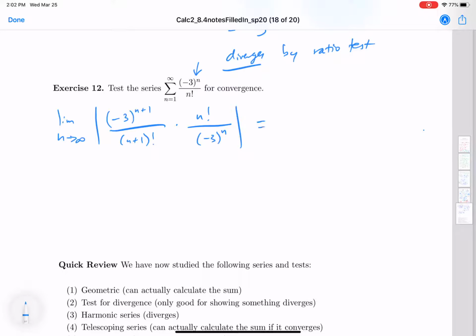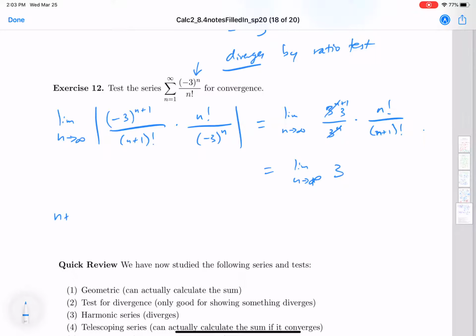So once again, the absolute value knocks out my negatives. I get the limit as n goes to infinity of 3 to the n plus 1 over 3 to the n. And then I have an n factorial over n plus 1 factorial. So what is n plus 1 factorial? I mean, this first part, the 3's are kind of easy to deal with because that's going to cancel with that. I'm just going to get the 3.